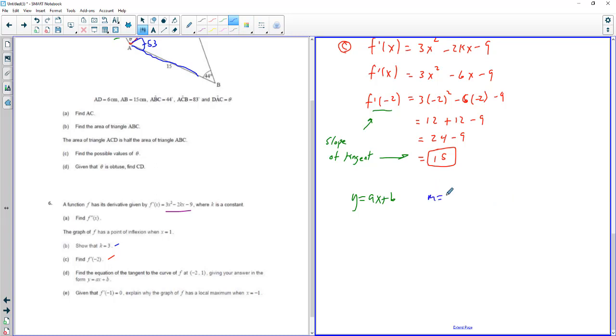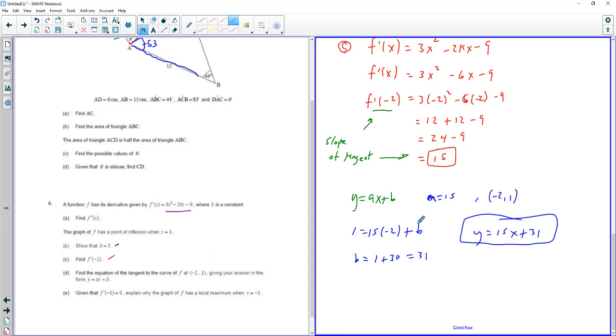So my slope is 15, and the coordinate they want me to have is negative 2 and 1, and we're going to plug these in. So A is my slope. They call this A, really. So that's going to be 15. X is negative 2, Y is 1. Only thing I don't know is B, and I'll solve for that. So it looks like B is going to equal 1, and this is going to be negative 30, so it's going to be plus 30, which is 31. So the equation that I am after is y equals 15x plus 31. That's the equation of your tangent.